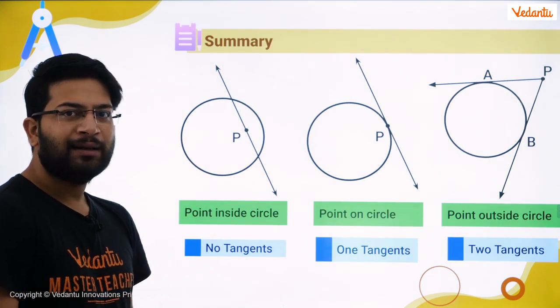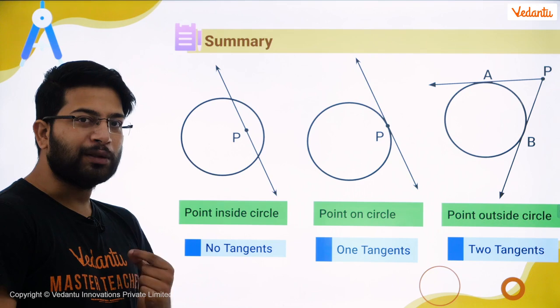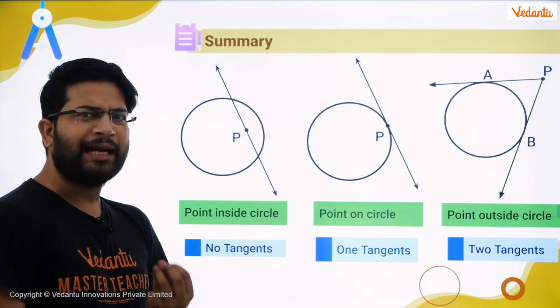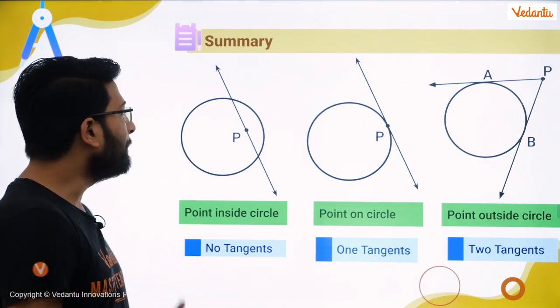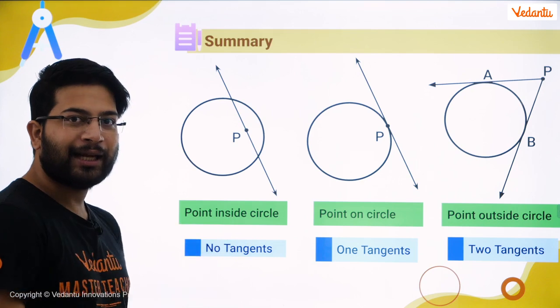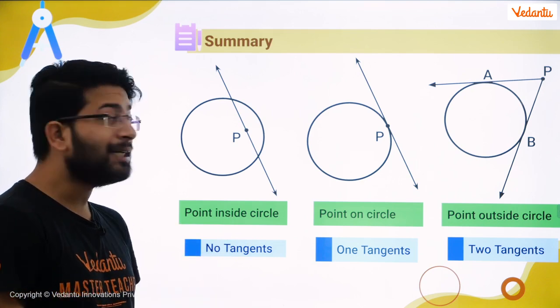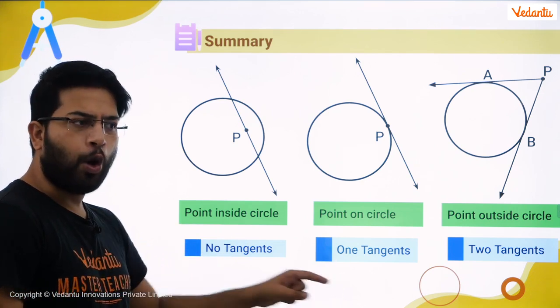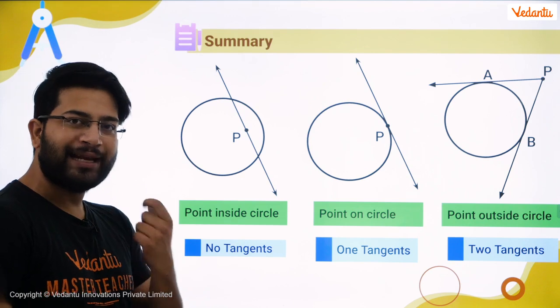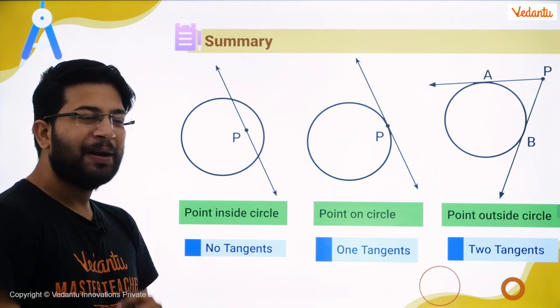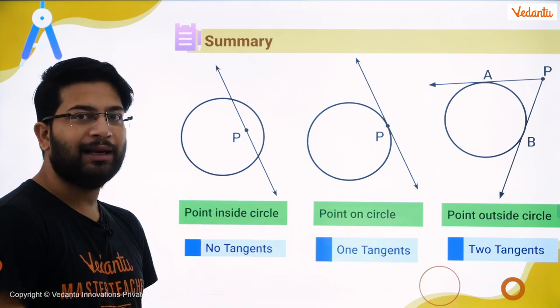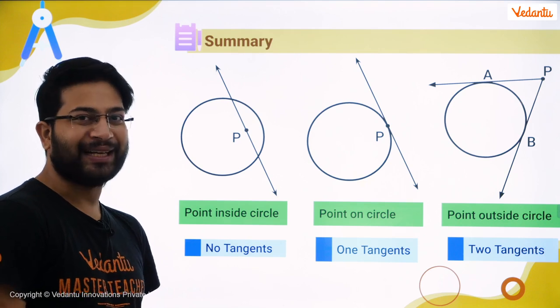After that, we have seen that it depends on the position of the point how many tangents we can have. If the point lies inside the circle, we cannot have any tangent. But if the point lies on the circumference, then we can have one tangent. But if the point lies outside the circle, we can have a maximum of two tangents.